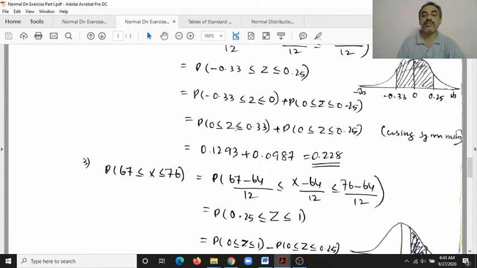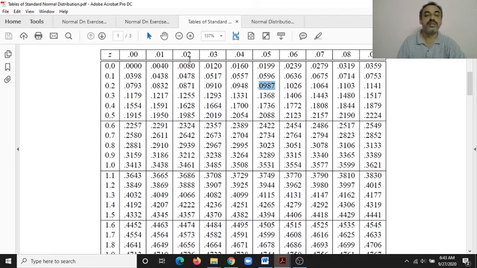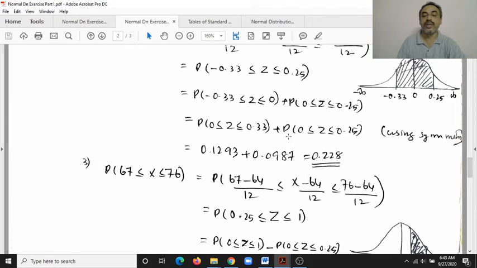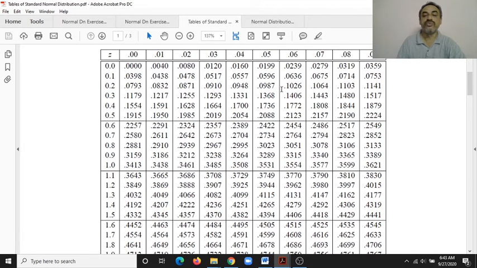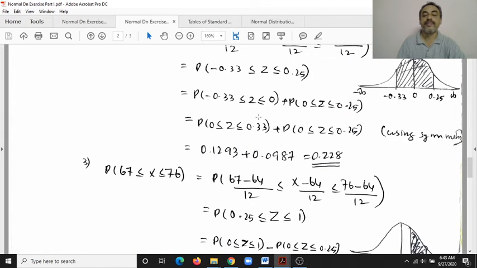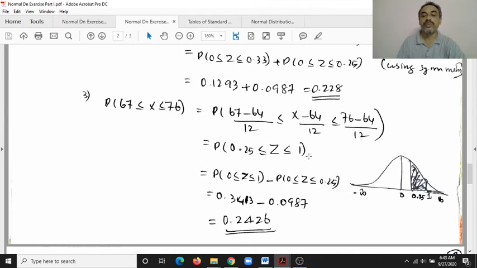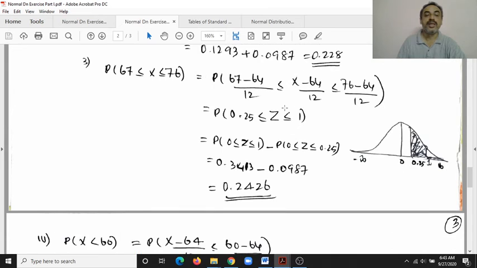The area from 0 to 0.33 is 0.1293, which you can see here, and the other, for 0.25, is as before 0.0987. So the total is 0.228.